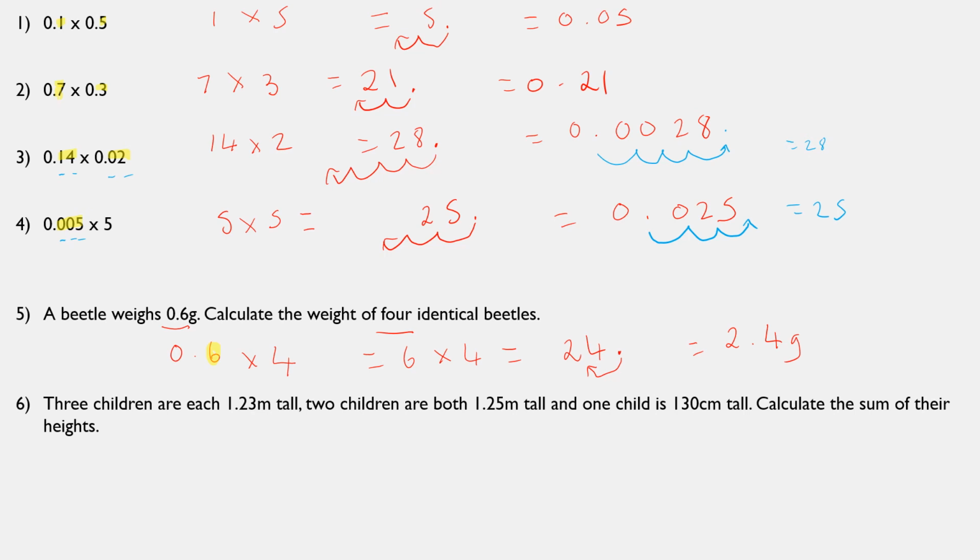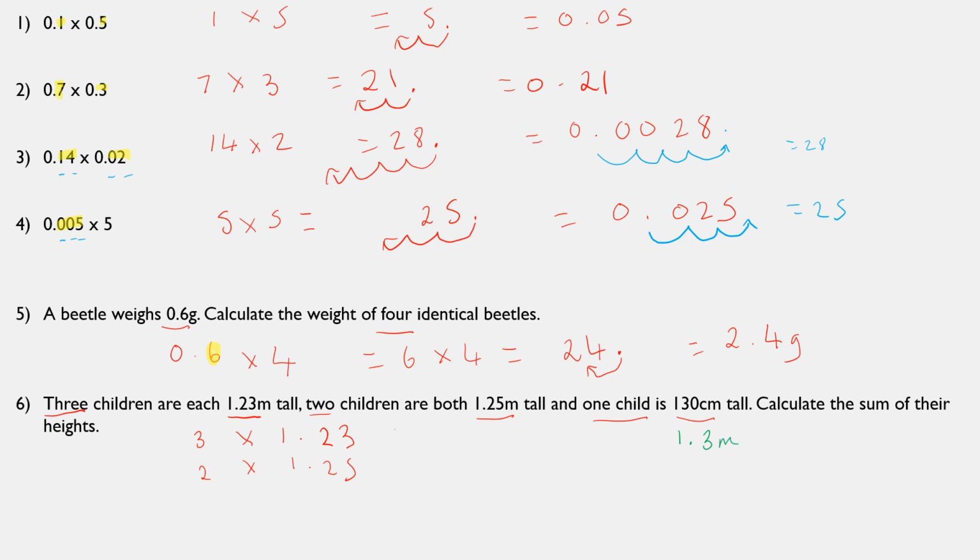A slightly longer one, so we have 3 children that are all 1.23 meters tall. So that's going to be 3 times 1.23. Then we have 2 children who are 1.25 meters tall, so then I've got 2 times 1.25, and 1 child is 130 centimeters tall. Then we need to convert that 130 centimeters to 1.3 meters. Calculate the sum of their heights.